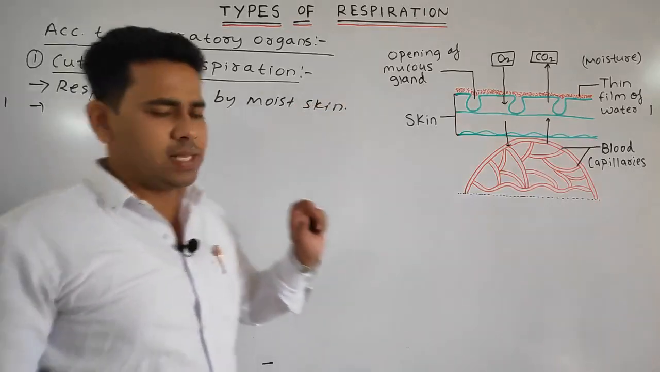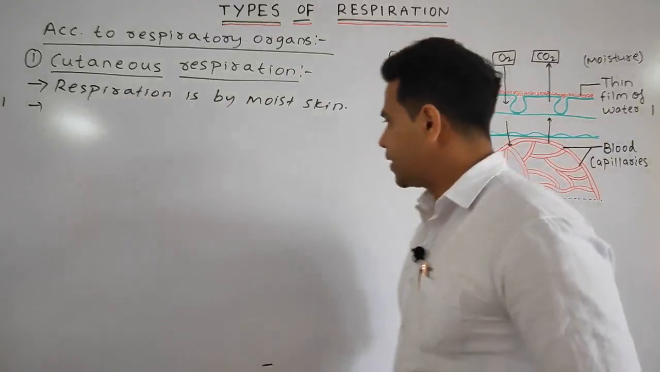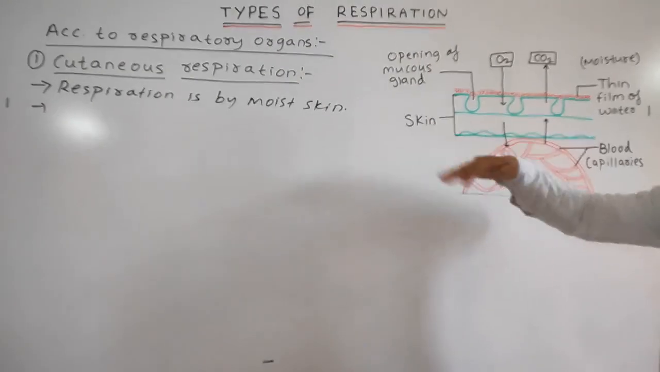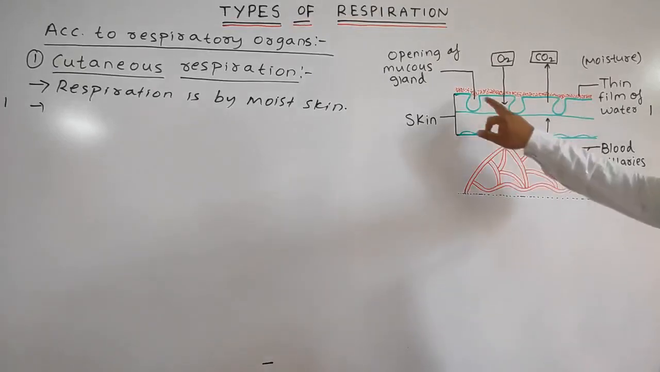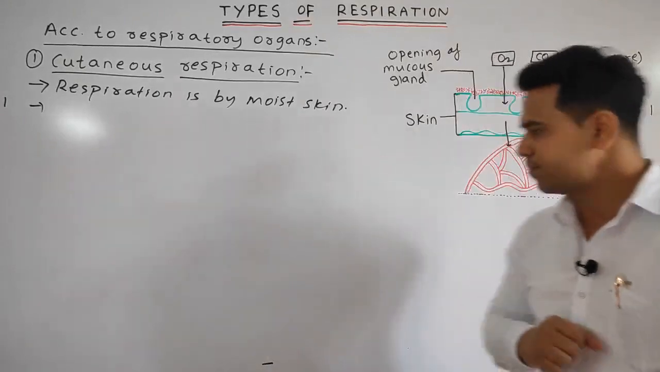Always the skin, the moist skin. Why do we say the moist skin? We can see here the diagram, students. This one is your skin having various layers. These are the various openings of the mucous gland from where the various secretion takes place.